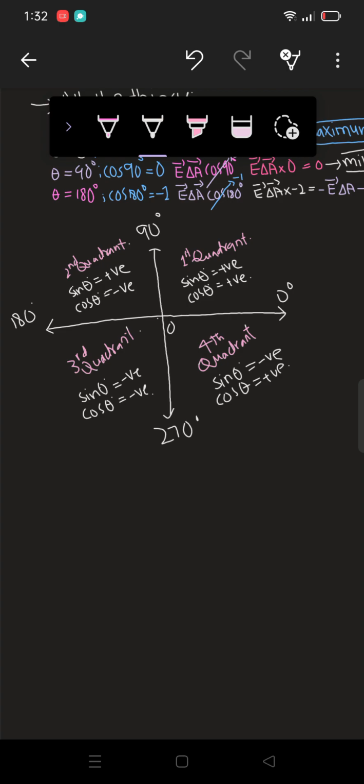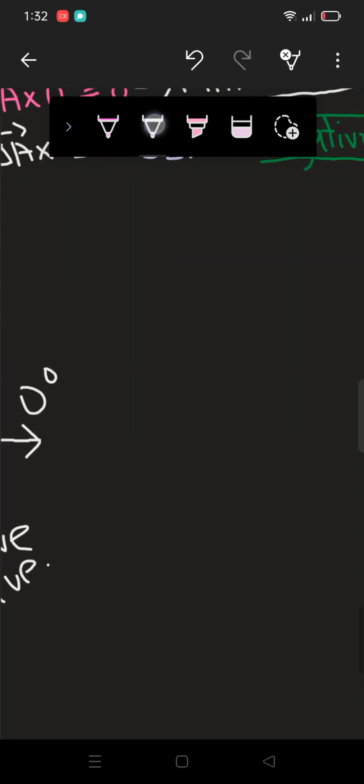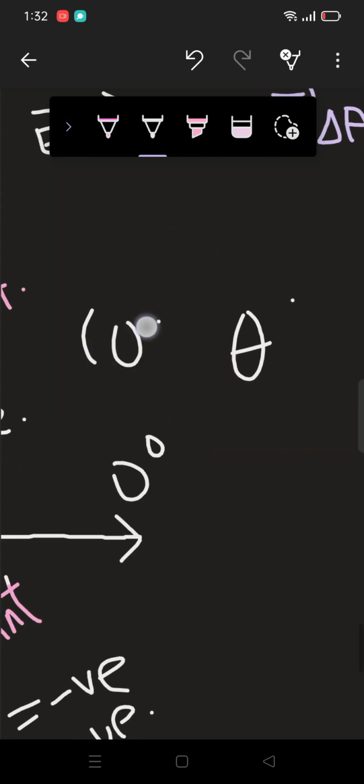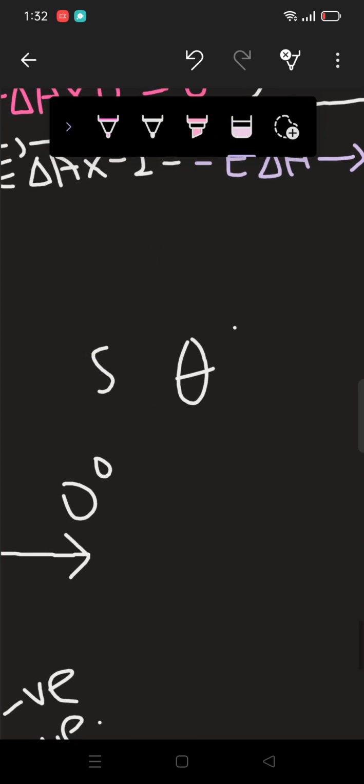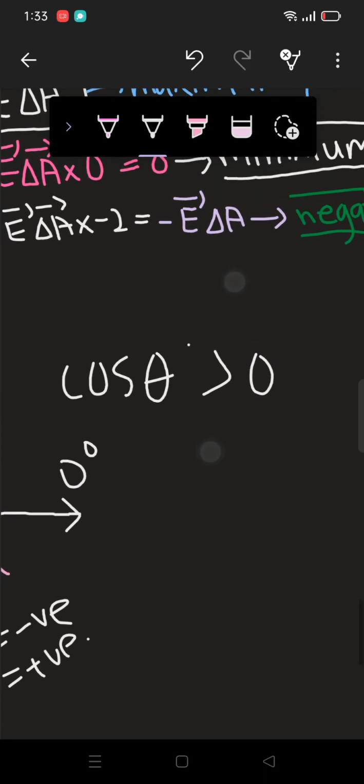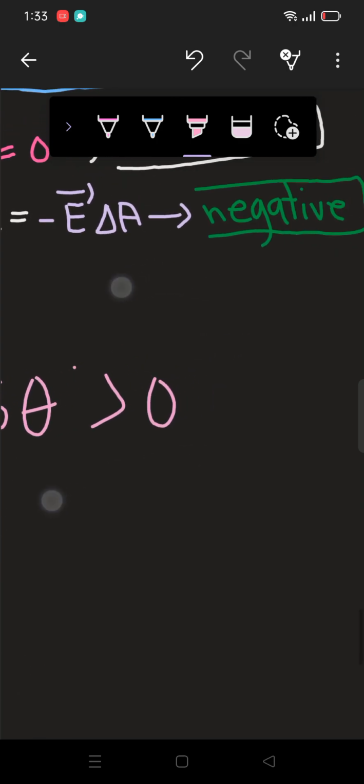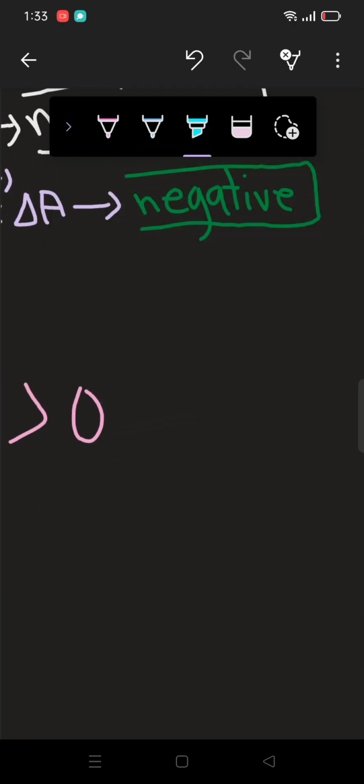Alright, now if your angle between the electric field intensity and the small element of vector area is greater than 0, your cos theta is greater than 0. Alright, if your cos theta is greater than 0, then what will be the flux? Will flux be maximum? Will flux be minimum? Will flux be 0? Will flux be positive or will flux be negative?